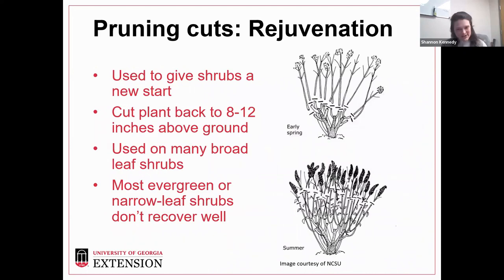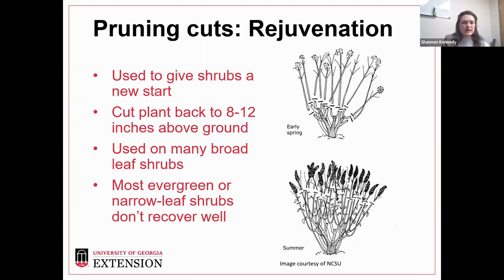Next up, we have rejuvenation. I always think of the monster American holly my grandmother had. We had to do something with it. It had gotten out of control. And it did just fine with being cut back to the ground, and it sprung back up. So the idea behind this is to give these plants a new start. So you kind of select spaces about 8 to 12 inches off the ground, and that's where you cut these plants back to. Again, don't leave a stump when you cut this. Make sure you're cutting right above one of the nodes.